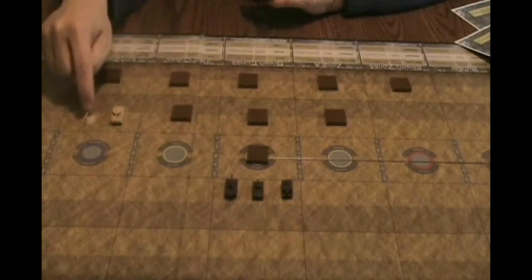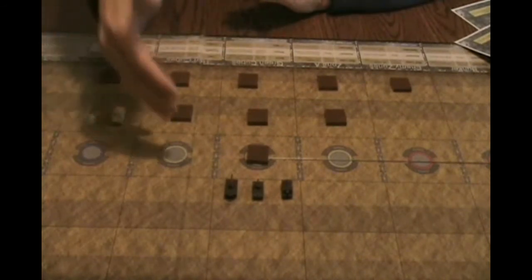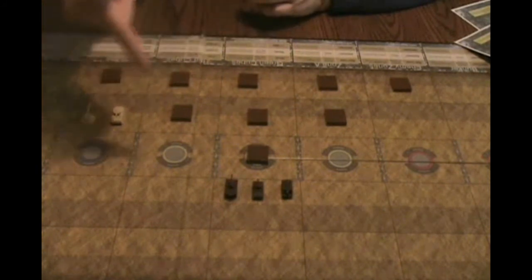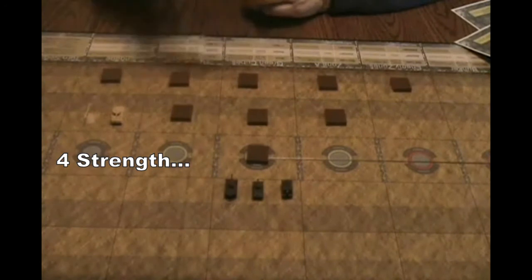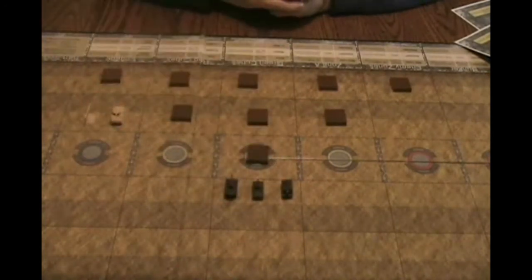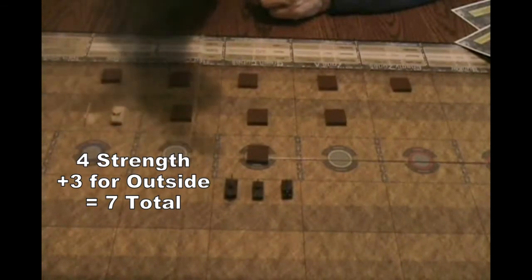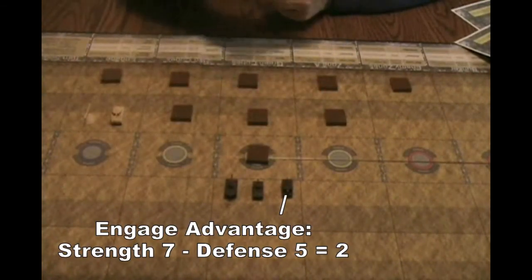Now, the anti-armor unit, if you notice his special ability, says diagonal fire. He doesn't take a reduction when he fires an additional area away. So he fires at 6, 4. He does not take that reduction away. Since he's firing on an angle, he'll get the +3. So 6, 4, +3. His fire strength is a 7. Defense is a 5. So the engage advantage would be 2.